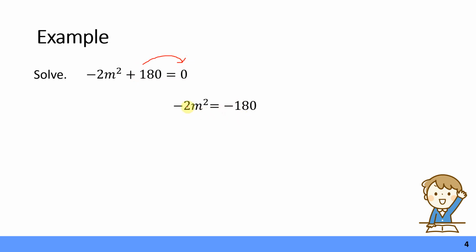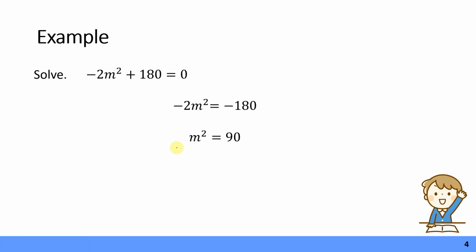We still cannot use the square root property, because I cannot square root both sides while there's still a number in front of the m. Since it's being multiplied, I'm going to do the opposite. I'm going to divide both sides by -2 so that my m can be left by itself. Of course, it's still going to have a square, but it's going to be by itself. So if I divide both sides by -2, negative 180 divided by -2 is 90. Now look at this. The m is by itself on one side of the equation.